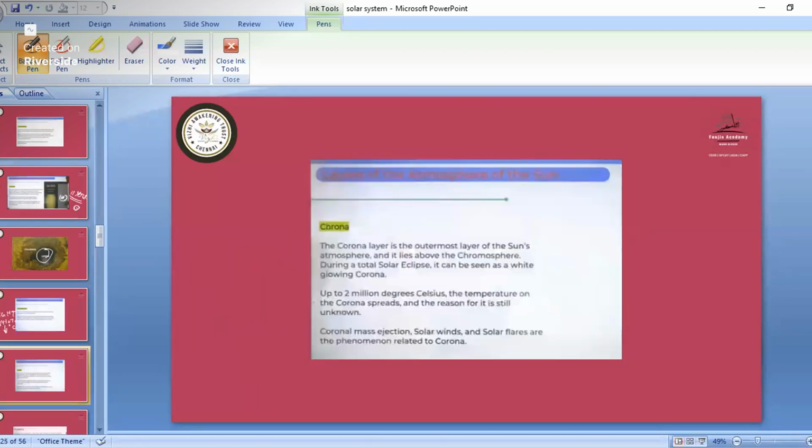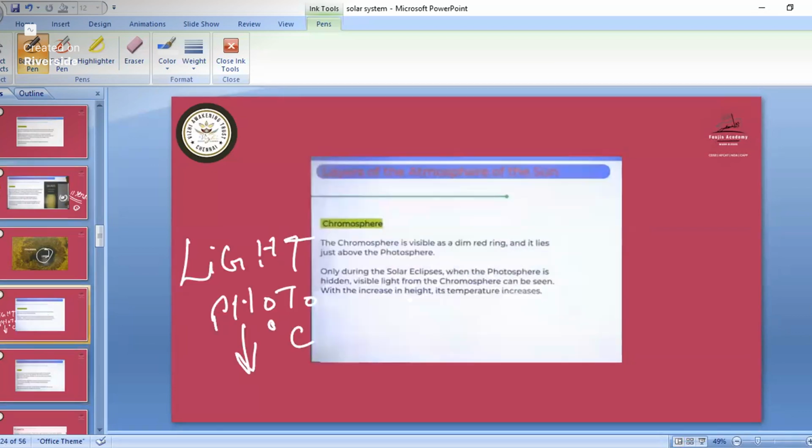Okay, now the last and the outermost part is the corona. The coronal layer is the outermost layer of the sun's atmosphere, and it lies above the chromosphere. During a total solar eclipse, it can be seen as a white glowing corona. We studied the chromosphere: during the solar eclipse, the dim red ring that we see is the chromosphere.